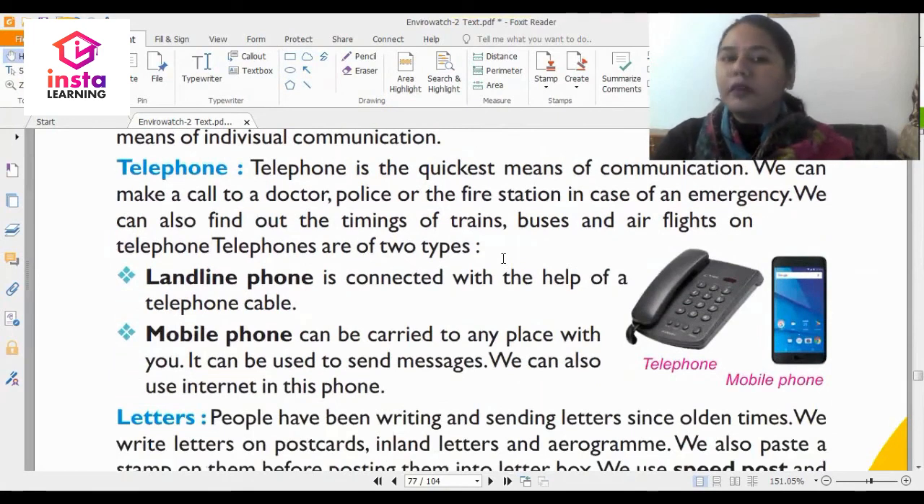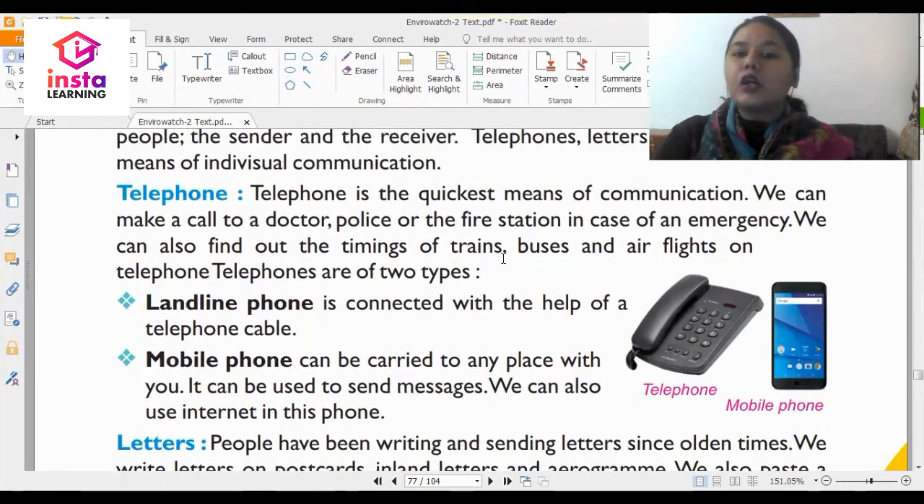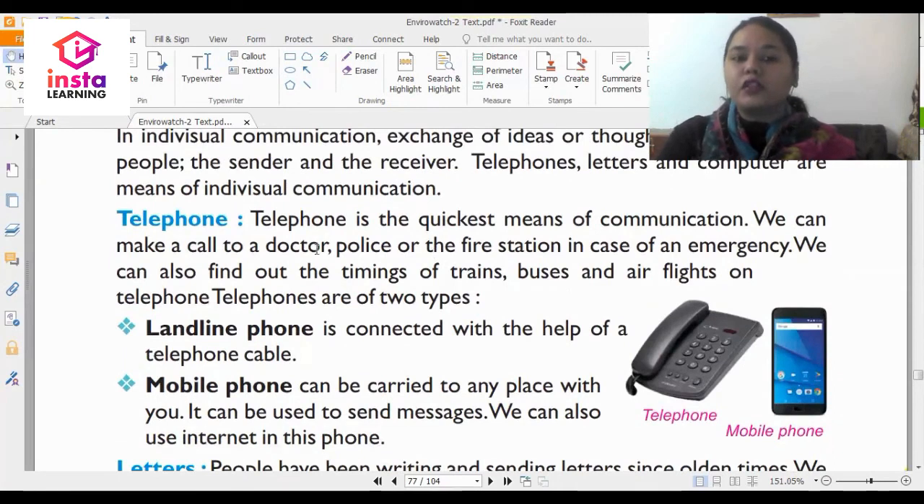So first we talk about telephone. It is the quickest means of communication. We can make a call to a doctor, police, or the fire station in case of emergency. We can also find out timings of trains, buses, and air flights on telephone.